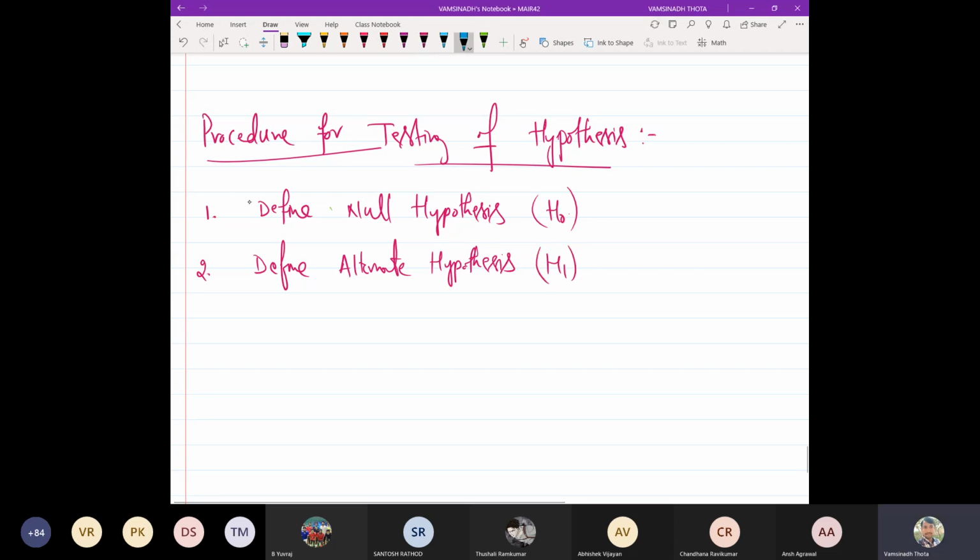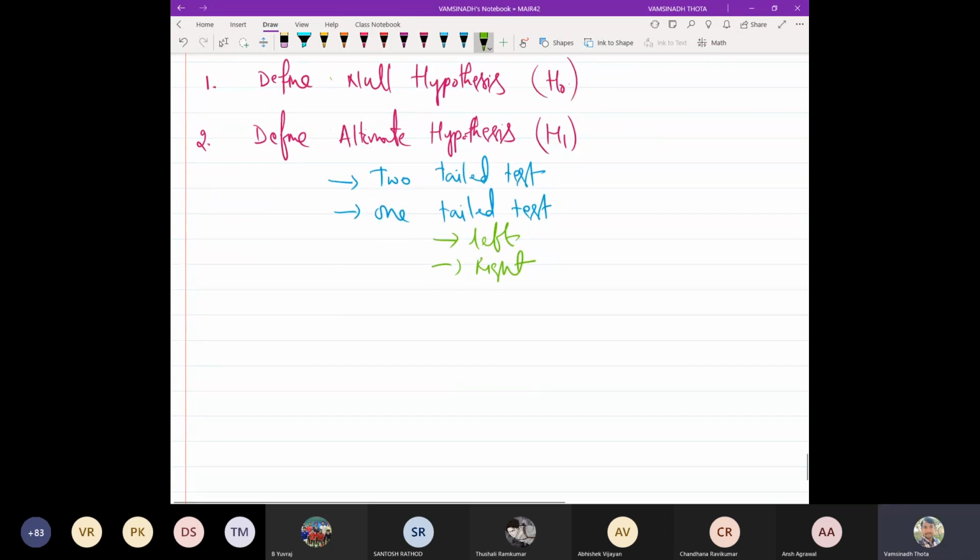Now, while defining the alternate hypothesis, you should decide whether a two-tailed test is required or one-tailed. If it is already given to you, there is no problem. If it is not given to you, we need to identify it. If it is a one-tailed test, again we need to think about whether it is left or right. Okay.